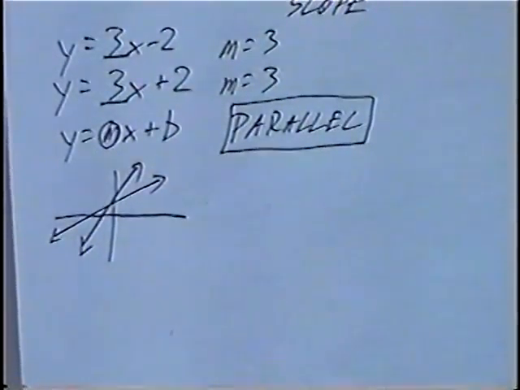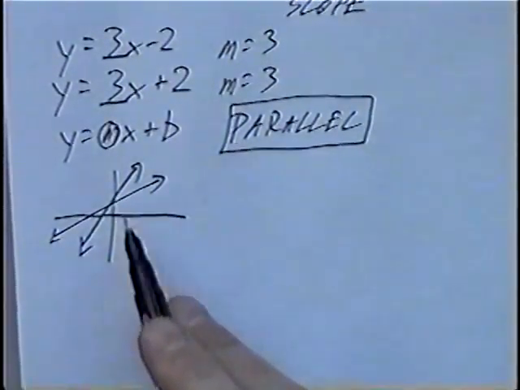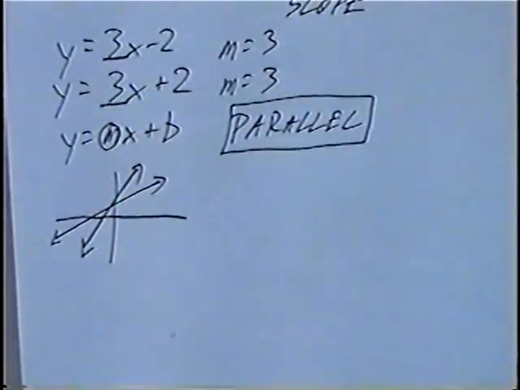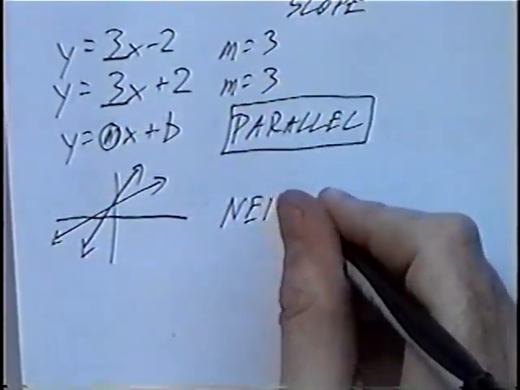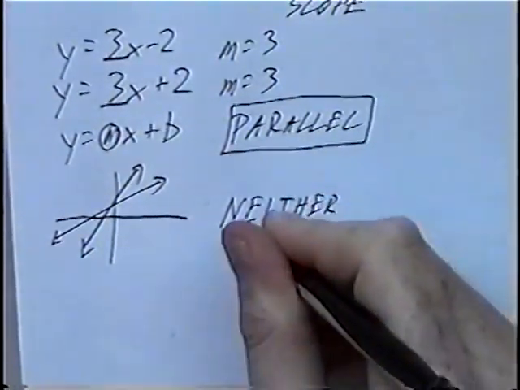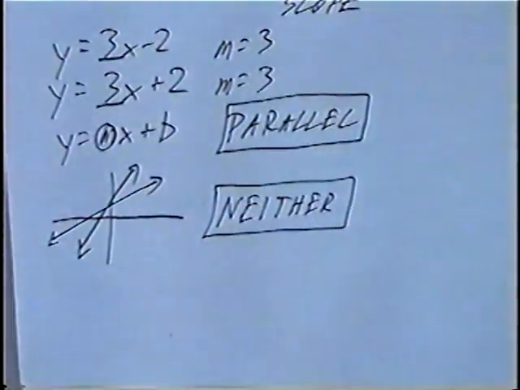Perpendicular lines, when they cross, make a 90-degree or right angle. This is not a 90-degree or right angle. So if it's not parallel, not perpendicular, these lines would be neither.